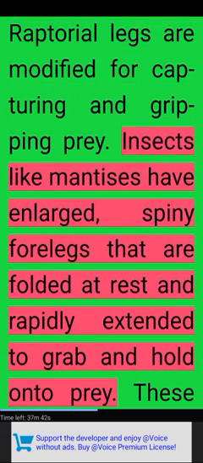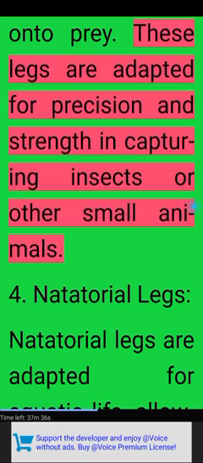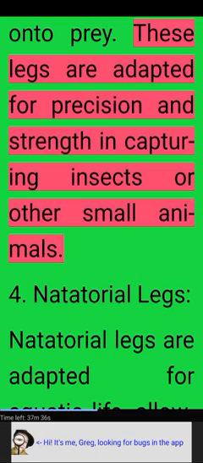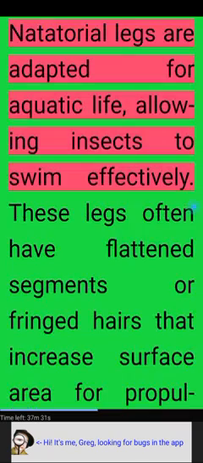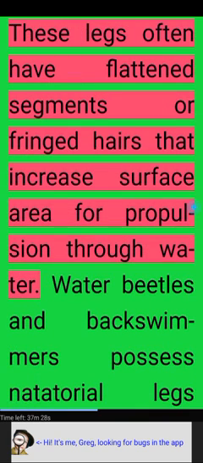Insects like mantises have enlarged, spiny forelegs that are folded at rest and rapidly extended to grab and hold onto prey. These legs are adapted for precision and strength in capturing insects or other small animals. 4. Natatorial legs. Natatorial legs are adapted for aquatic life, allowing insects to swim effectively. These legs often have flattened segments or fringed hairs that increase surface area for propulsion through water.